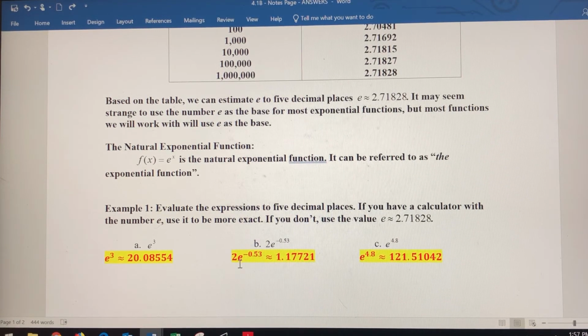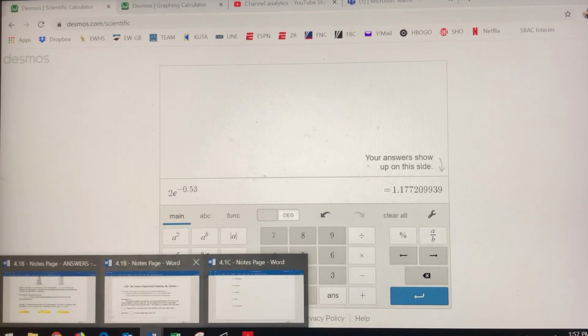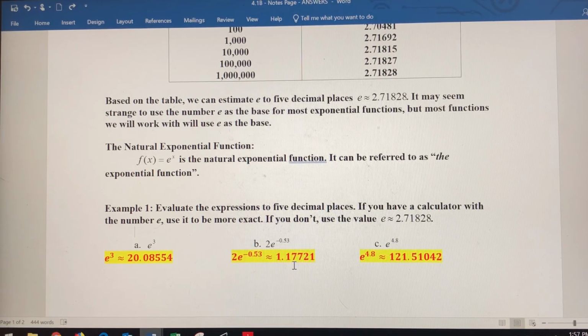You can already see what 2 times e to the negative 0.53 is. It's going to be this value, but let's just go ahead and plug that into the calculator. We've got 2 times e to the negative 0.53, and let's make that a 5.3. So you can see that's 1.17721. Using a calculator makes this a lot easier. And you see we got that same value there. So that's how you use a calculator to evaluate e to any power.